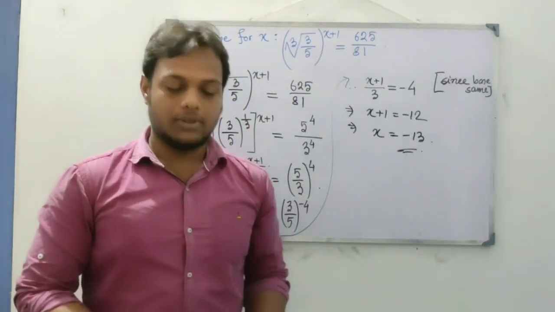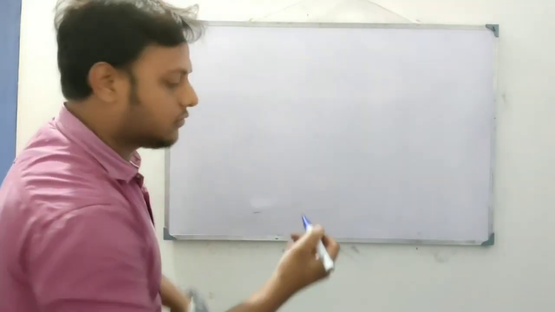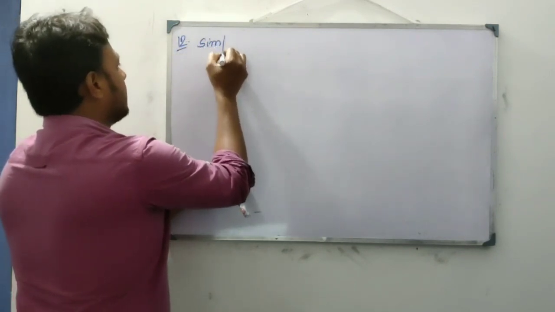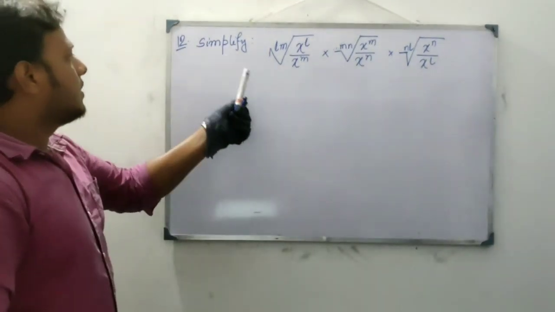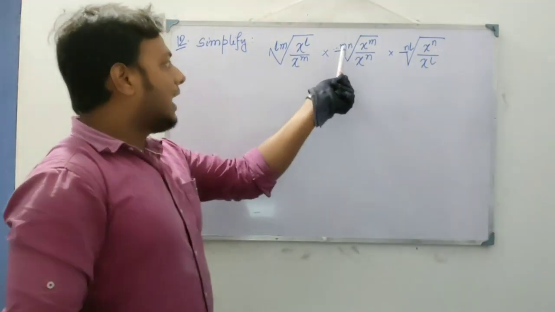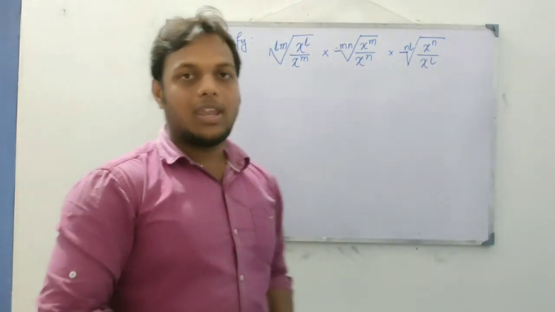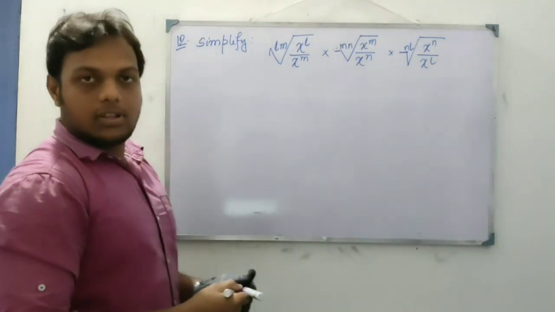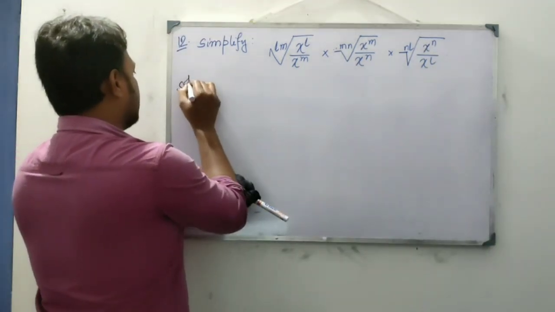Is that clear to you? Okay, next problem, number 12. Simplify. Next problem is this: you have to simplify the lm-th root of (x to the power l divided by x to the power m) times the mn-th root of (x to the power m divided by x to the power n) times the nl-th root of (x to the power n divided by x to the power l). So again we will apply the rules of exponents, the rules of indices. Solution, a very easy problem.